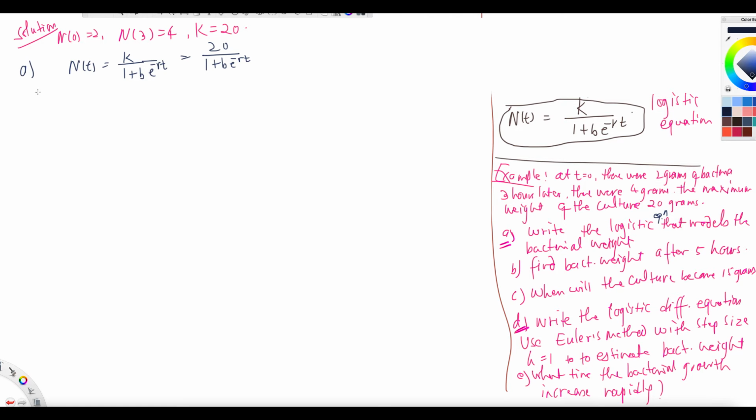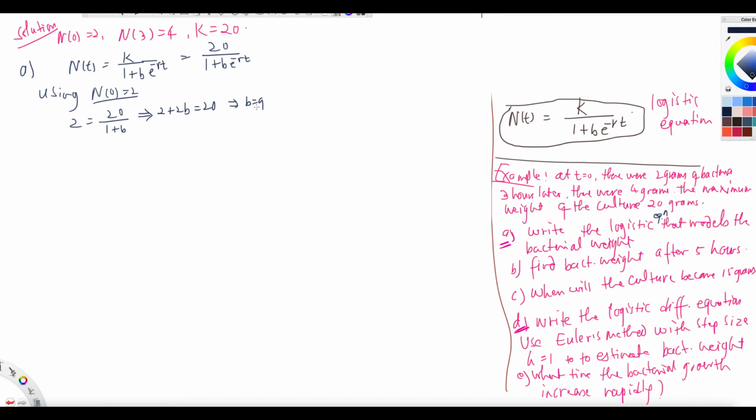And then using n0 equals 2, what do you get? I'm doing t equals 0, you will get 2 equals 20 over 1 plus b. You see that? So this implies 2 plus 2b equals 20, right? So what do you get from here? This implies b equals what? 20 minus 2 is 18, so b equals 9. That's what I get, right?